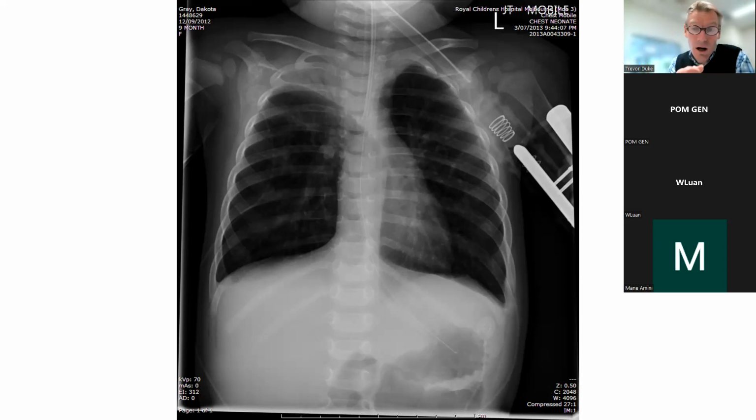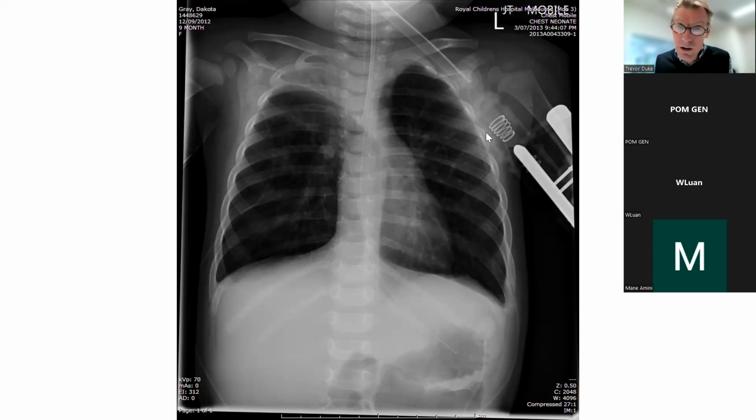Yeah, it's a hyperinflated lung field. That's right. And in what conditions will you see hyperinflated lung fields like this? Asthma. Good. Yeah, asthma. And anything else? Bronchiolitis. Good. Yeah, with bronchiolitis. This was a child who had severe RSV, viral bronchiolitis.